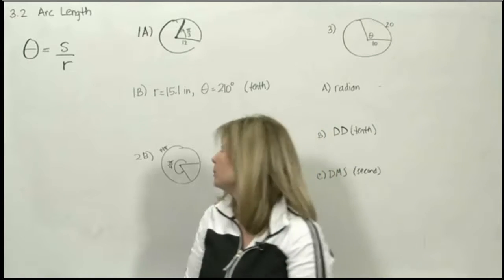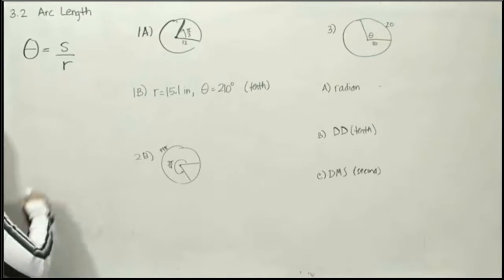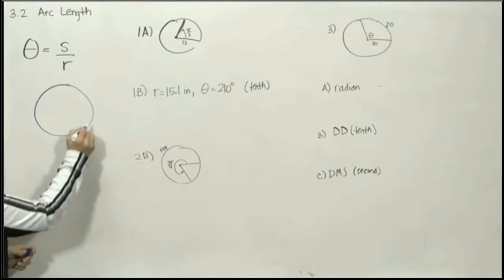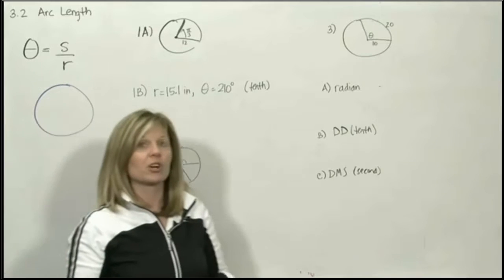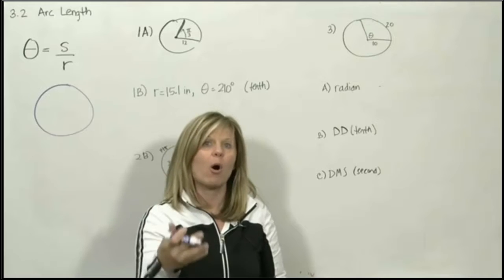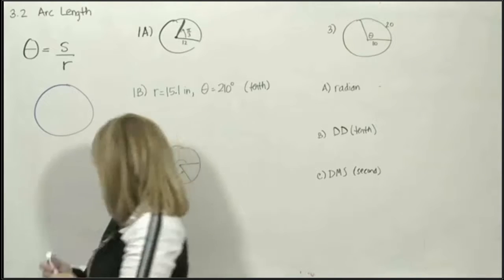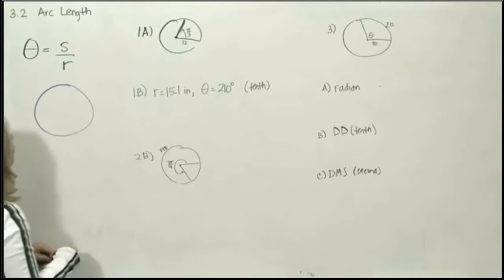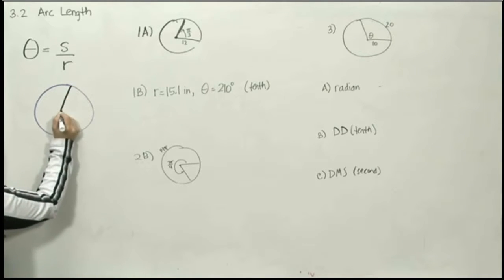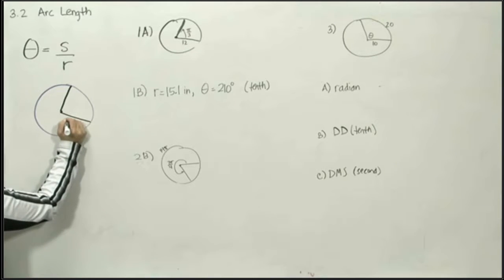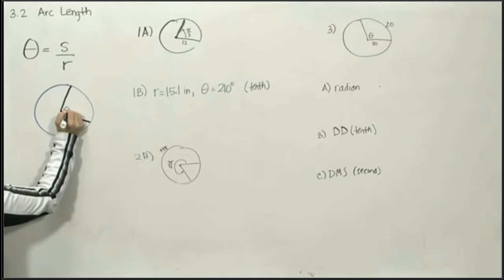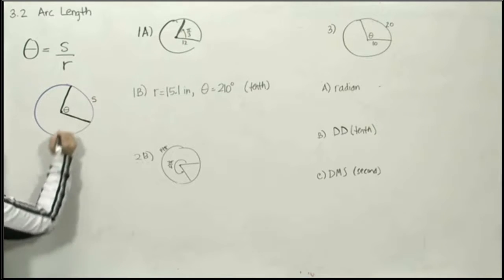So let's recall. If you have a circle, all the way around the circle is called the circumference. I don't want to know the whole circumference. I want to know part of the circumference. Part of the circumference is an arc. So if I want to know an arc, I've got to put in this picture a central angle. A central angle is formed by the radii. One radius, another radius. This is your angle. This is the length of your arc. These are your radii.